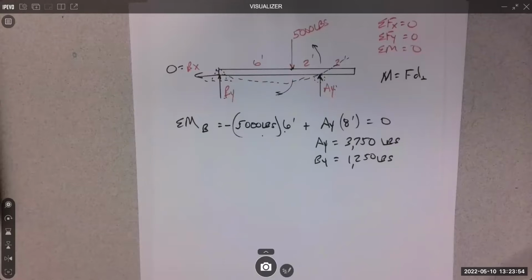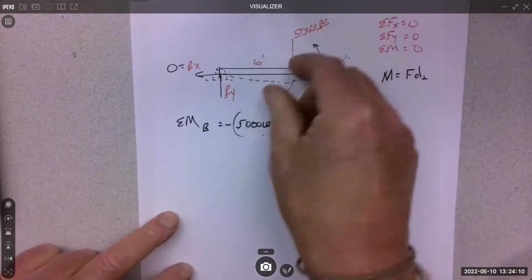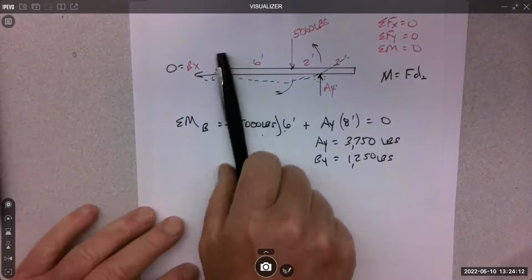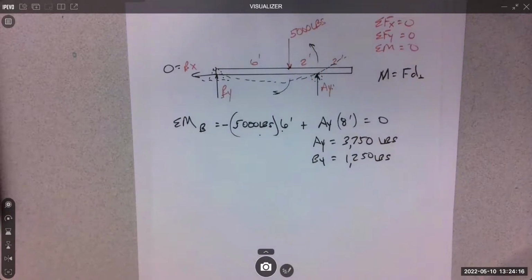But that's where we're headed, is like, hey, is it resisting it? Can it resist it? What's going on inside there? So that's what we want to try to figure out. So we need to know what that internal moment is. And it is a moment. These things are trying all to rotate. If you went anywhere along here, you could calculate the internal moment. We could do it, okay?